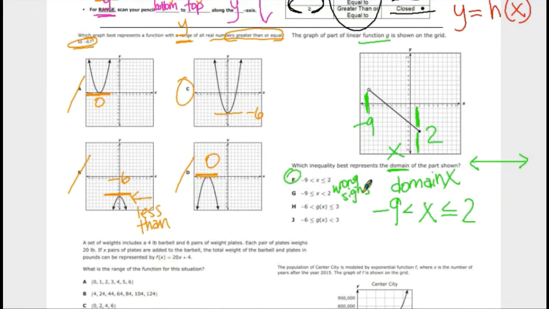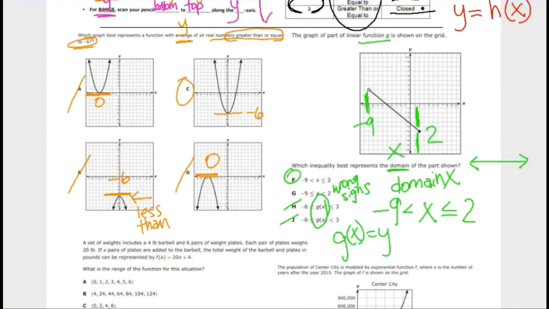And why could it not be H or J? If I'm looking for domain, I'm looking for x, why would these not work? I want you to pause the video and think about why would g of x not work for domain? Okay, if it's g of x, we learned earlier, that's the same thing as y, so they're trying to trick me. There's no way that could be the answer for domain.